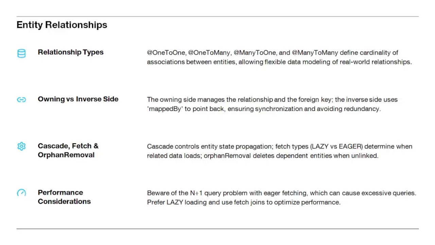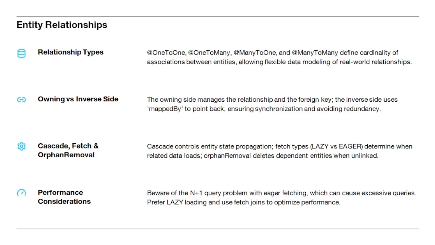Entity relationships, relation types: one to one, one to many, many to many, many to one. For example, one employee can have only one address. Let me assume that one employee can have one, that is one to one, and one employee can belong to one department, or one department can have many employees. And an employee can be in multiple projects; typically with a project that becomes many to many. So these can be defined as the cardinality of association between the entities, allowing flexible data modeling of real world relationships.